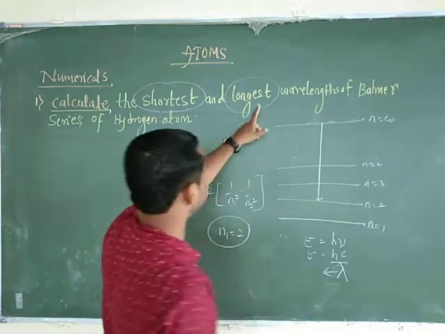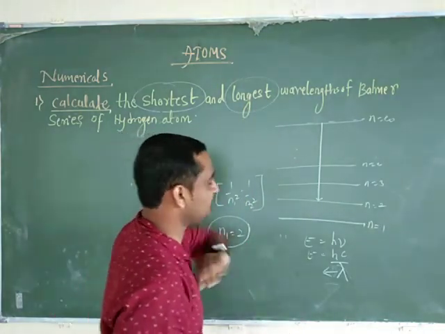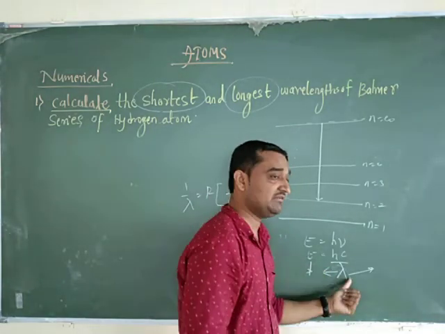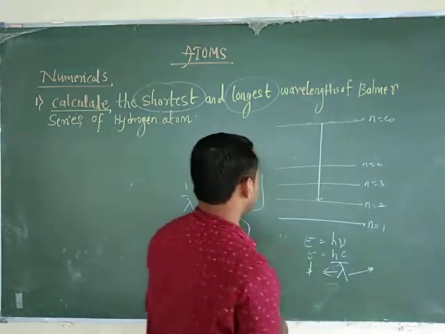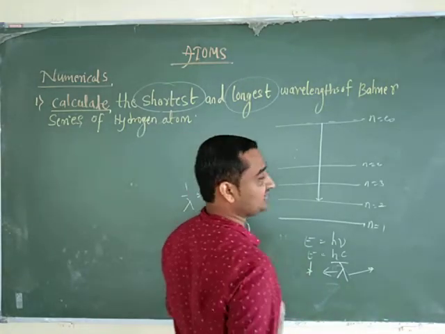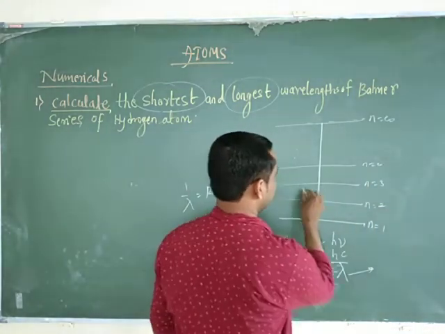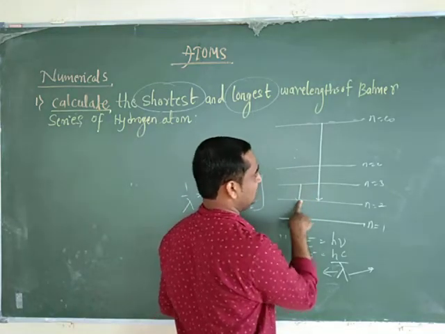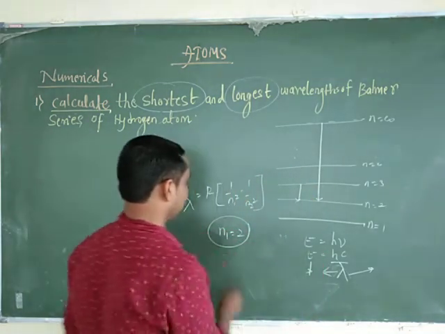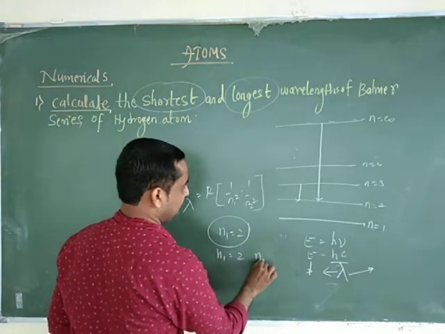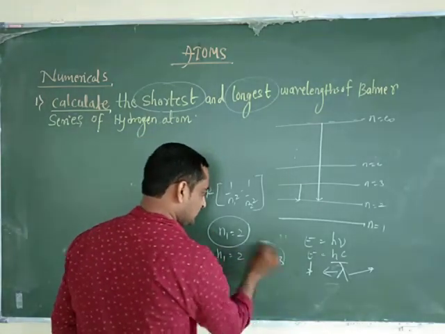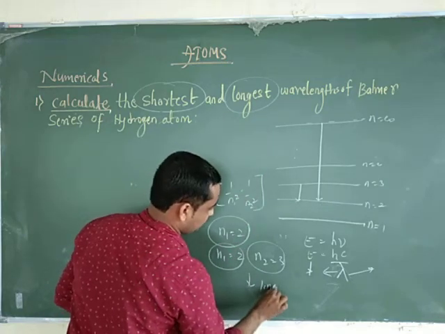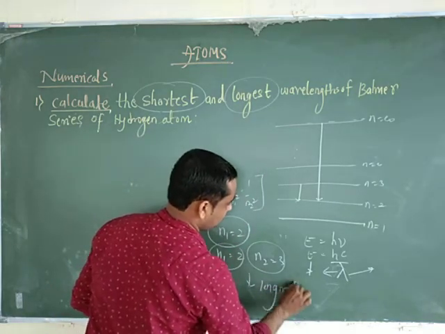So then, what is the longest wavelength? Longest wavelength means the energy is lower. Higher the wavelength, lower the energy. So which transition has the lowest energy? The first transition, right? So that is n1 is equal to 2 and n2 is equal to 3. This is the longest wavelength.